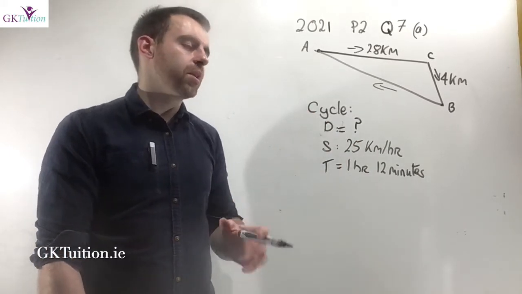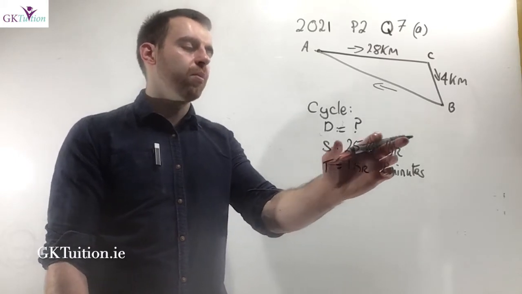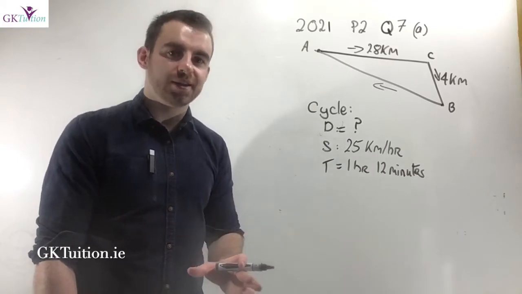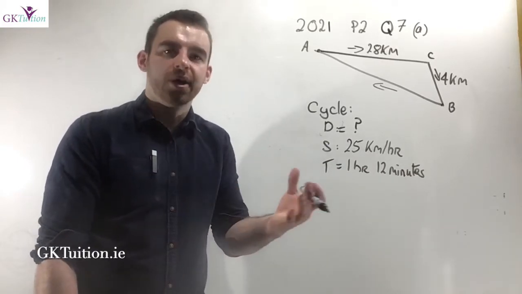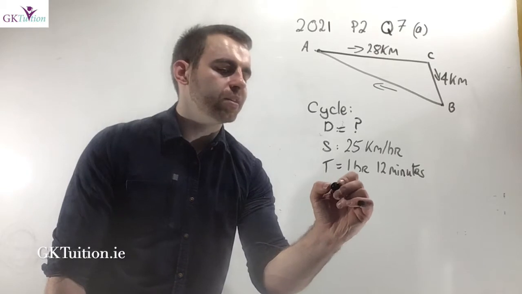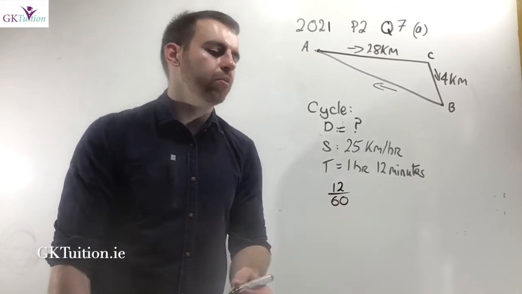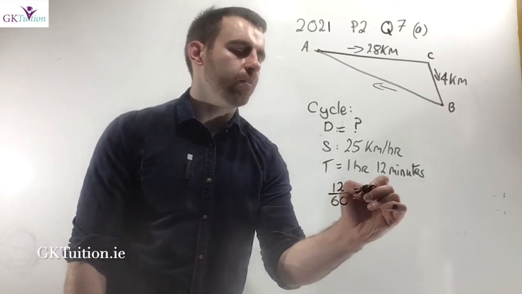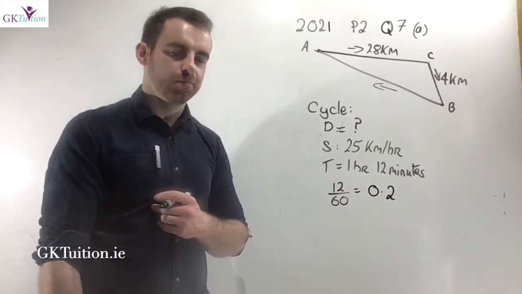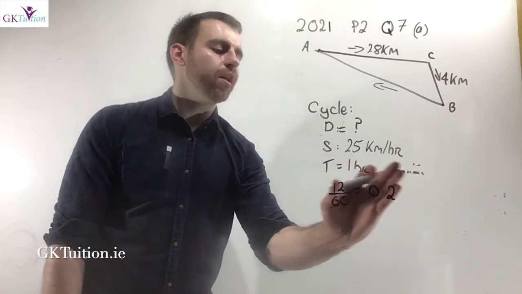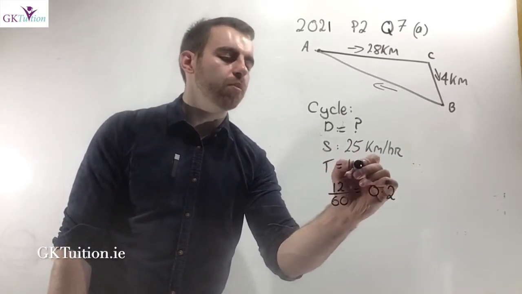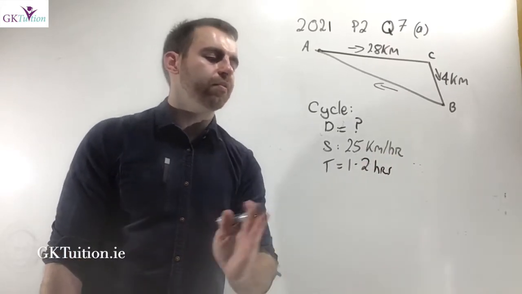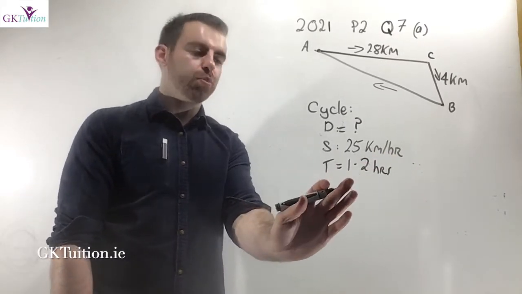Now, you just have to be a bit cautious here. The speed is in kilometers per hour and the time is in hours and minutes. We need to convert the minutes into point something of an hour. And obviously there are 60 minutes in an hour. So in order to convert minutes into hours, you divide by 60. 12 divided by 60 is 0.2. That tells me that 1 hour and 12 minutes is the same as 1.2 hours. Or in other words, 12 minutes is 1/5 of an hour. So I'm going to use T as 1.2.